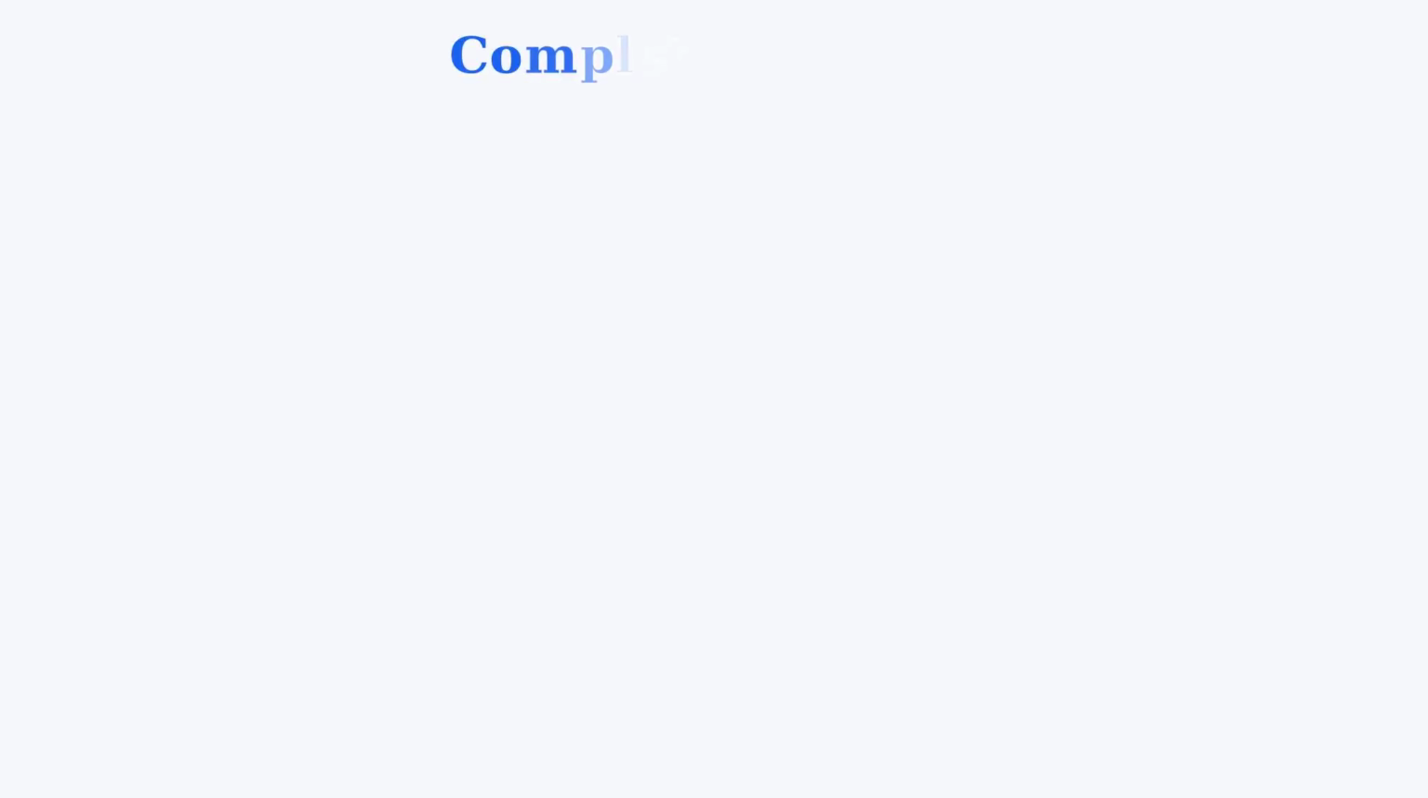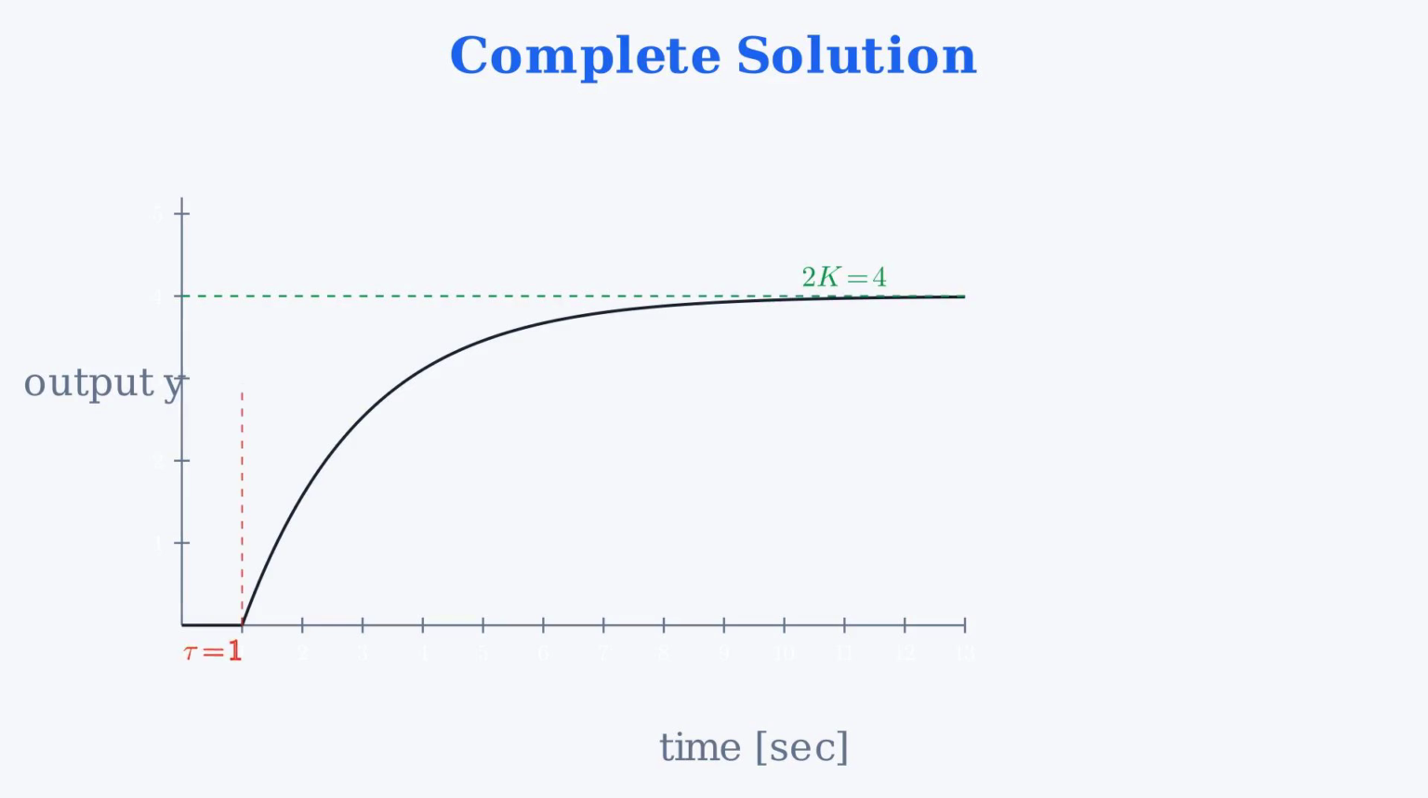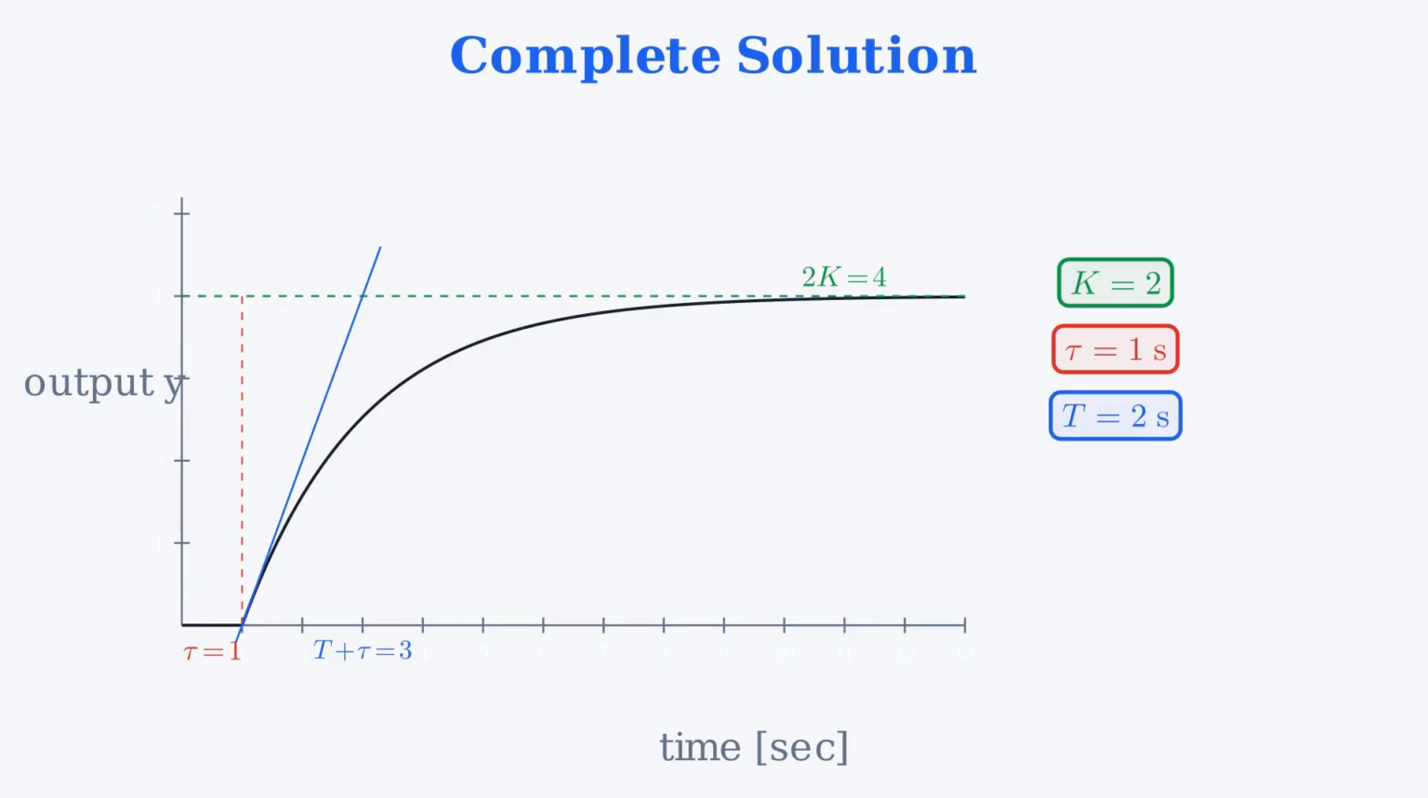Now we have all three parameters. K equals 2, tau equals 1 second, and T equals 2 seconds. Plugging these into the transfer function: G(s) equals 2 over 1 plus 2s times e to the minus s. This is a first-order lag with gain 2, time constant 2 seconds, and a 1 second delay.